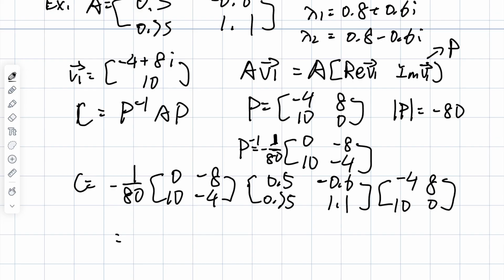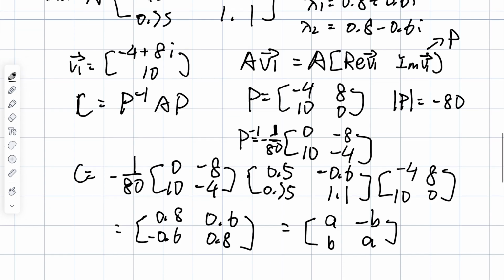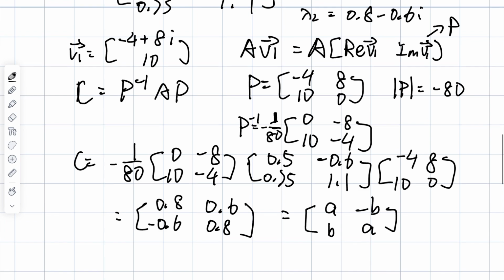Multiplying this will give you 0.8, negative 0.6, 0.6, 0.8, which is in the form a, b, negative b, a. So therefore, there is an inherent rotation inside A. Why is it so important?